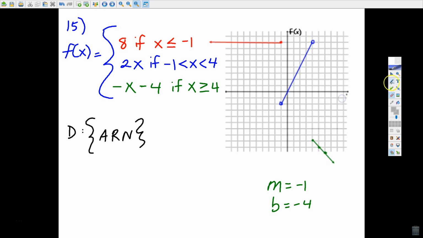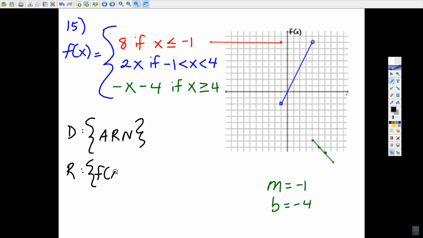What about the range? Anybody want to take a stab at the range? If you take these three pieces and lay them on the y-axis as they show, are we covering the entire y-axis? It looks like there's a gap here that's not being covered, and obviously there's a bunch of numbers going this way that are not covered.